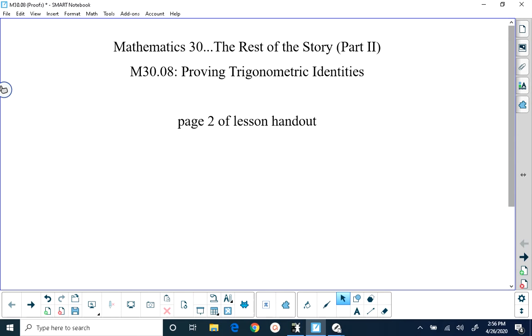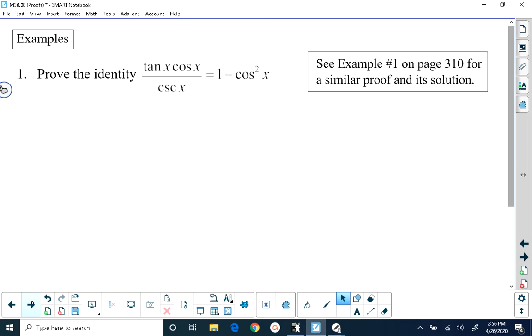Today what we're looking at is lesson 30.08, which is on trigonometric proofs, which can be found on page 2 of the second part of the rest of the story, which was a new handout available to you yesterday. We're looking at proving identities today, and I've come up with 4 different examples that we're going to do. If at the end of the example you feel you need additional instruction, then there are examples in your textbook that I refer to here which are similar to the ones that we're doing as a group.